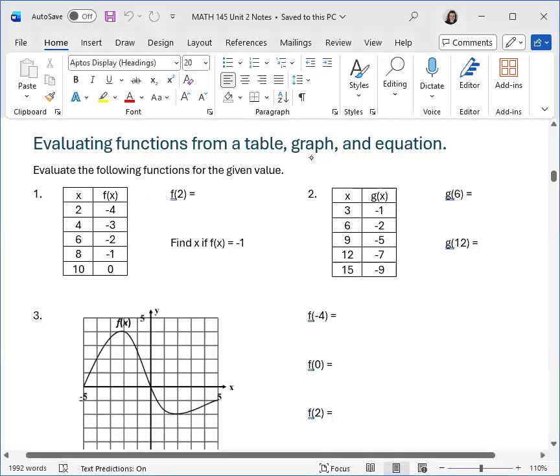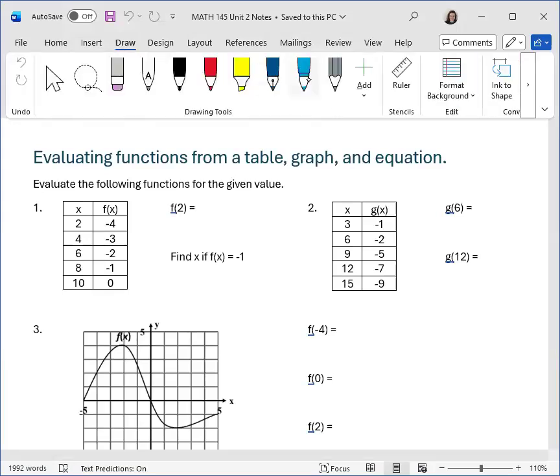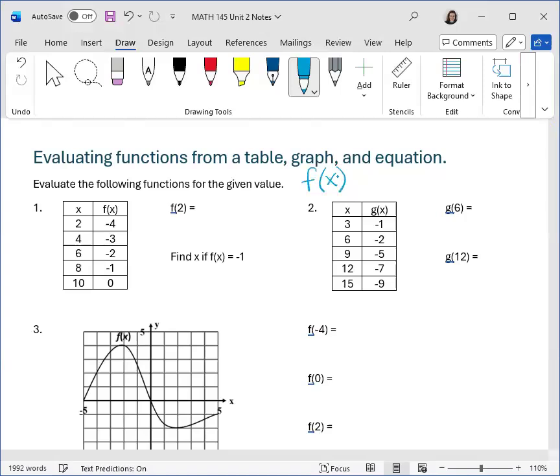So when we see f of x, what's inside parentheses here represents the x coordinate or the input of the function. And then what you get out is the y value or the output of the function. So anytime we see a notation like this, f of 2, this means when x is 2, what is y?